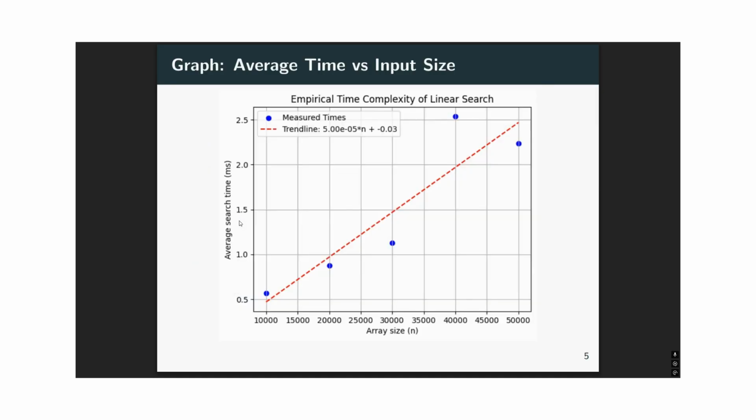So this is our graph. The plot makes this linear relationship undeniable. The blue dots represent our empirical data, the actual measured times. The red dashed line is a linear trend line generated using linear regression. The equation of this line is y equals 5.00e-05 times n plus negative 0.03. This confirms a direct linear proportionality between time y and input size x, which is the array size. The very small y intercept is negligible, further emphasizing the linear relationship.